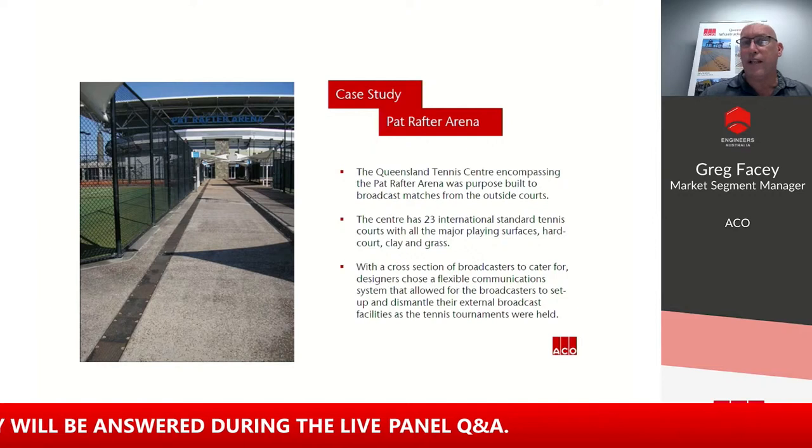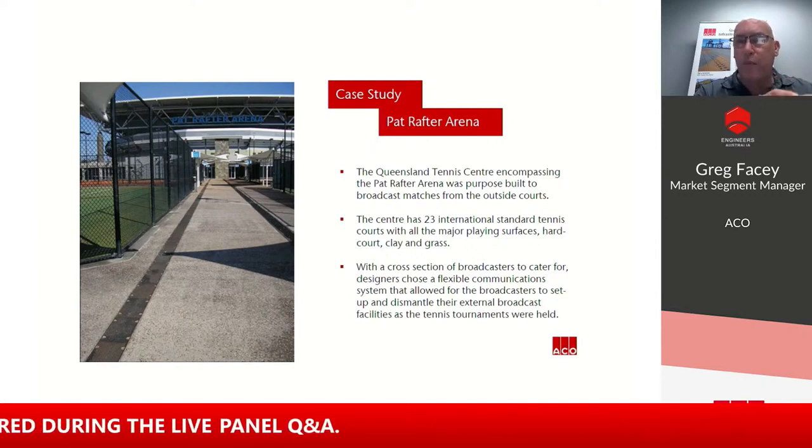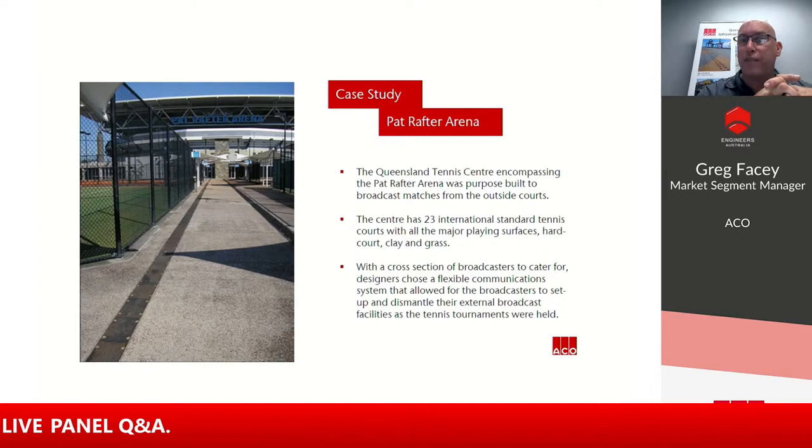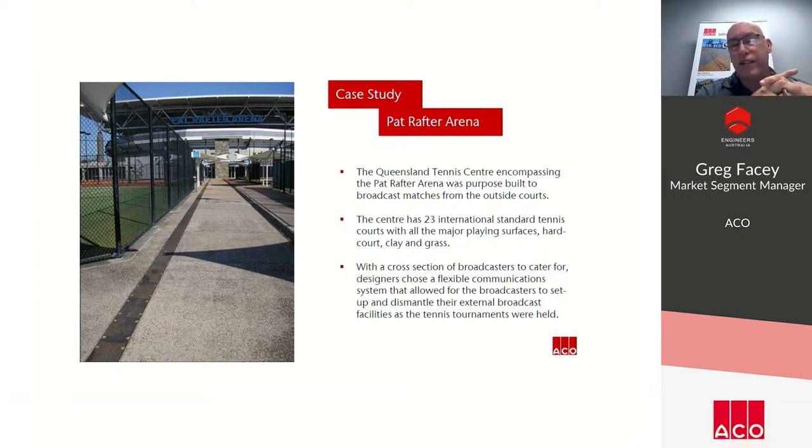The Queensland State Tennis Centre, encompassing the Pat Rafter Arena, was purpose-built to broadcast matches from outside the courts, and the centre has 23 international standard tennis courts with all the major playing surfaces from hard court to clay and grass. With a cross-section of broadcasters to cater for, the designers chose a flexible communications system that allowed the broadcasters to set up and dismantle their external broadcast facilities as the tennis tournaments were held. And this also enabled the broadcasters to lay all their cabling system underground.